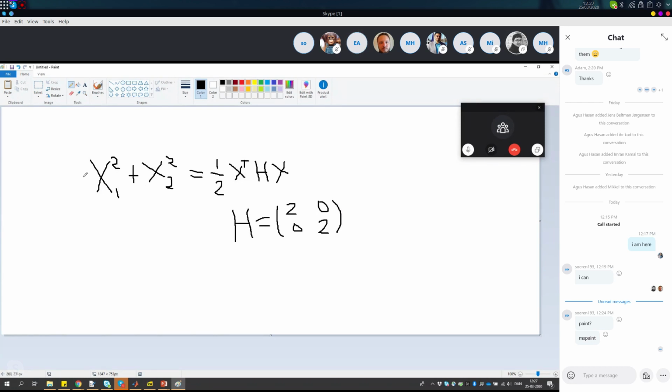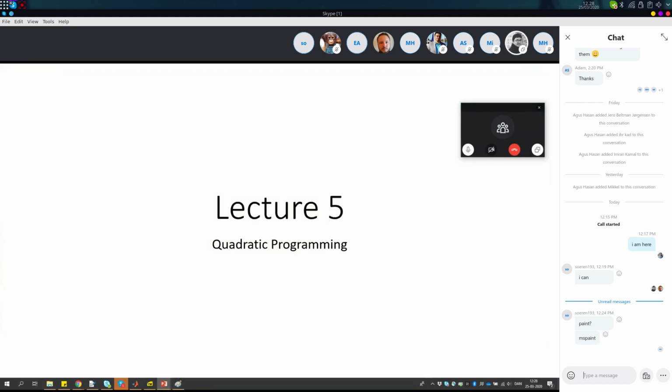Because then if you write this minus and minus, then your H matrix will have negative eigenvalues, which are -2 and -2. Then your problem is non-convex. Okay. So that is just a short introduction.